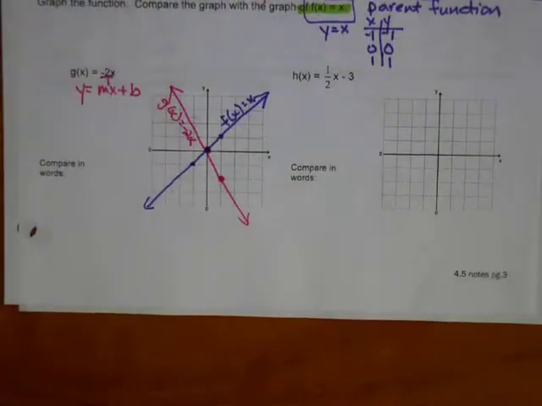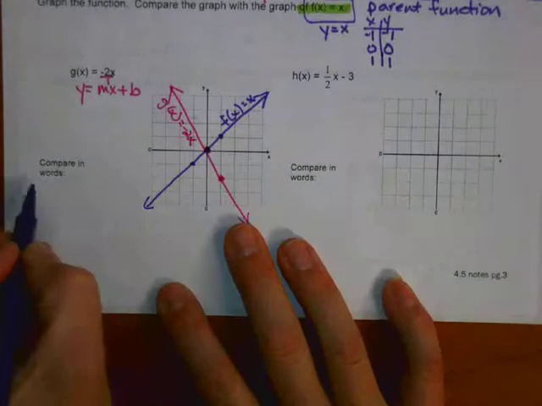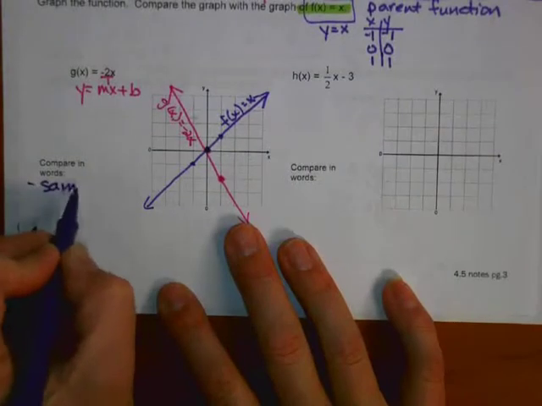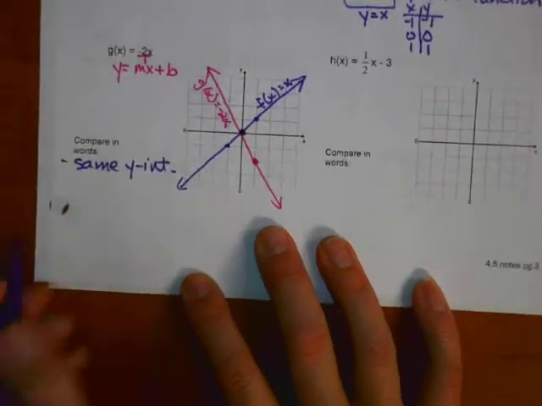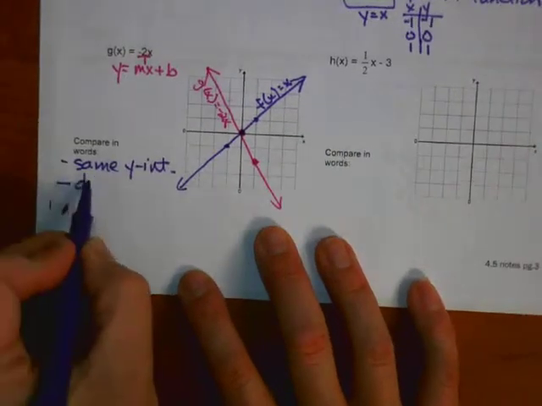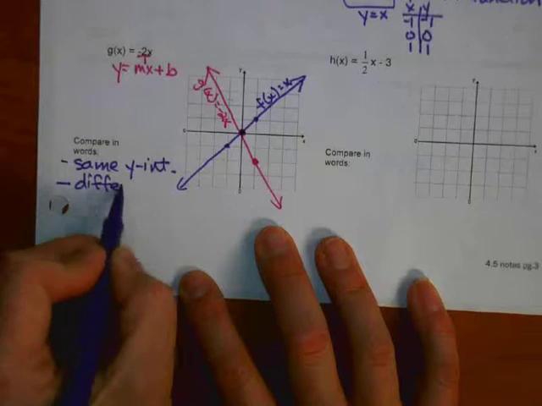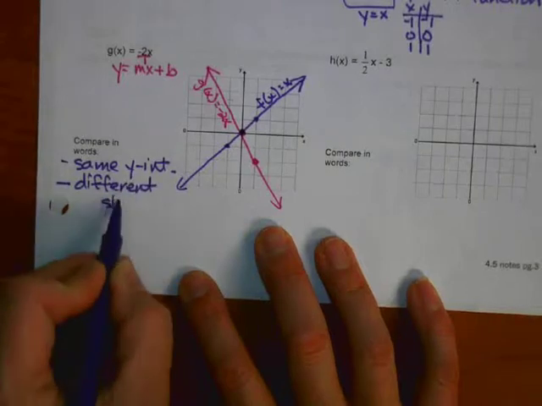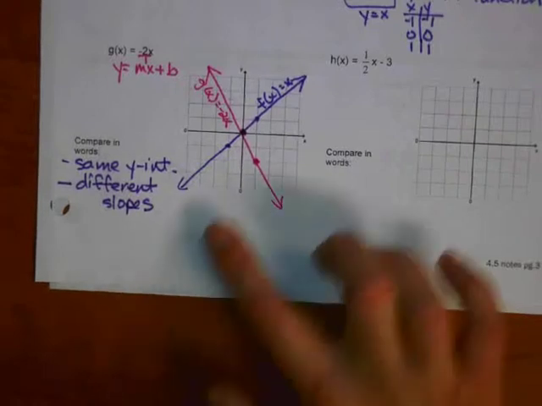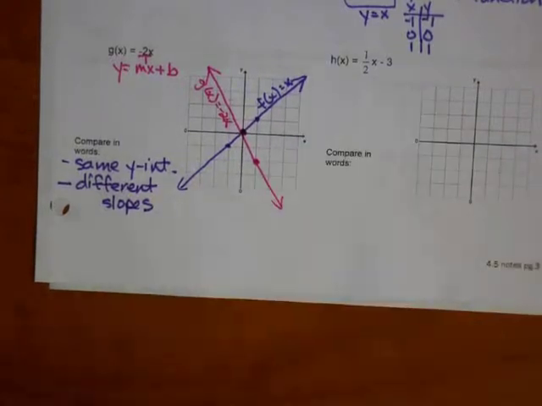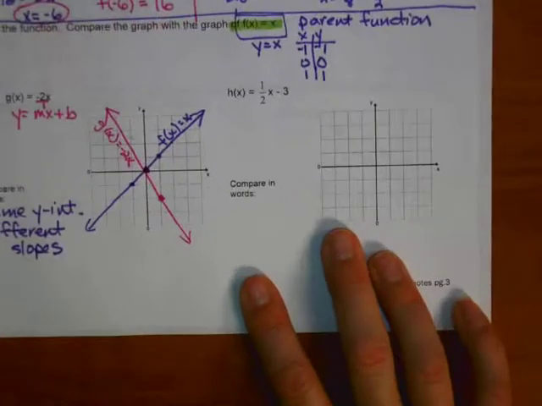Now, to compare in words, this is all I do. Similarities, they have the same y-intercept. And they have different slopes. That's all you got to do. Same y-intercept, different slopes. This one goes up, this one goes down. Let's do one more and then we'll be done.